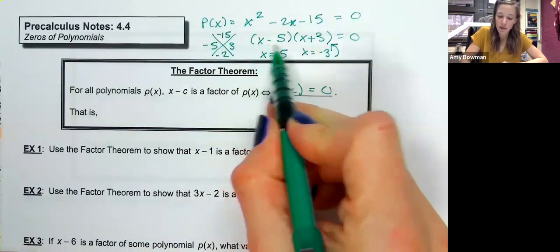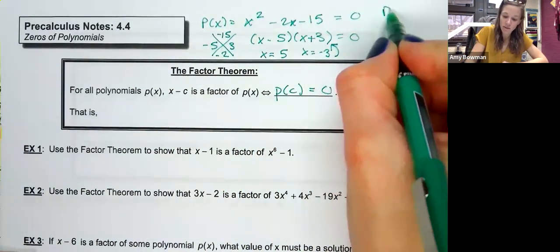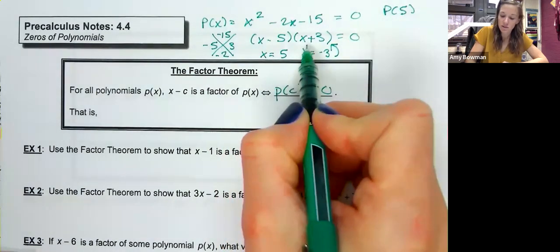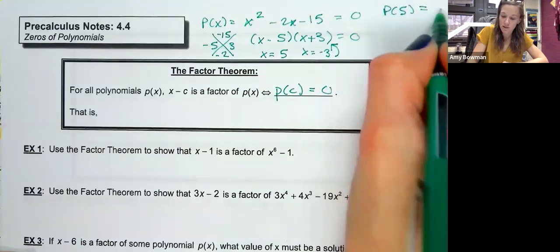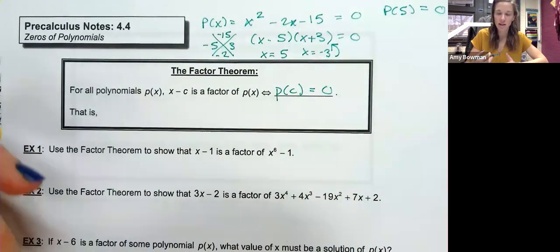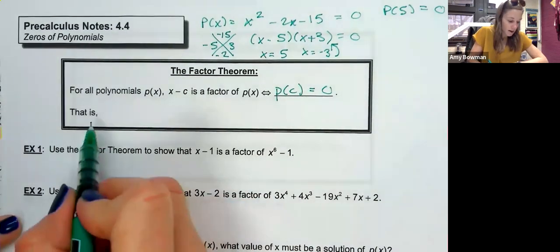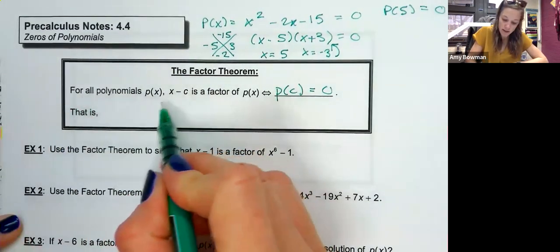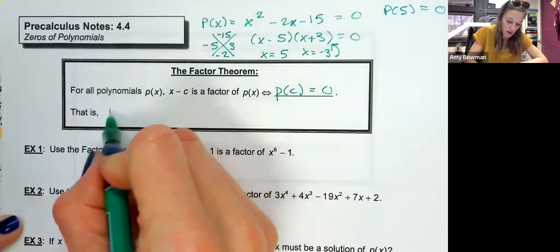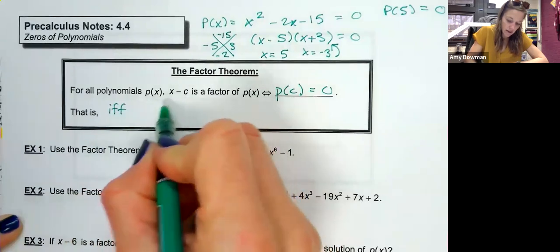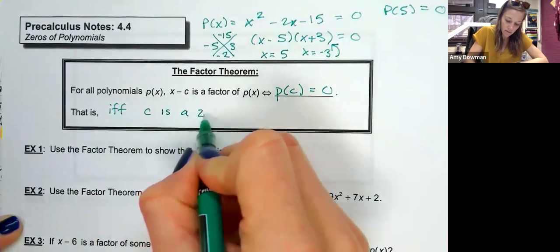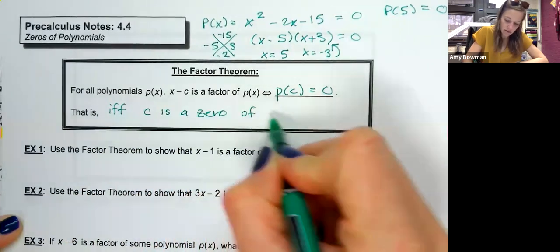So because x minus 5 is a factor, if I plugged in 5 to my polynomial, it would be 0 times 8, which is 0. So it's just another way of reiterating information we already know. So if x minus c is a factor, then p of c equals 0. That is, x minus c is a factor if and only if c is a 0 of p of x.